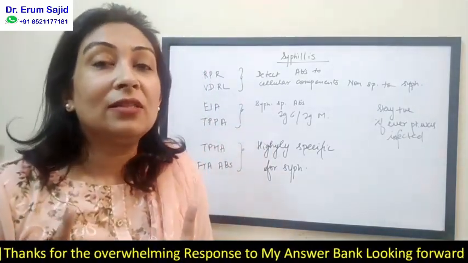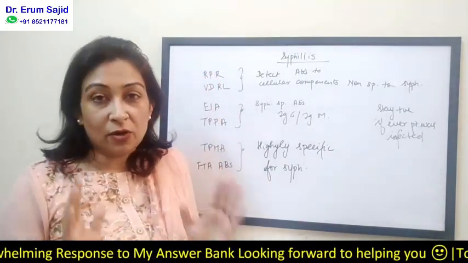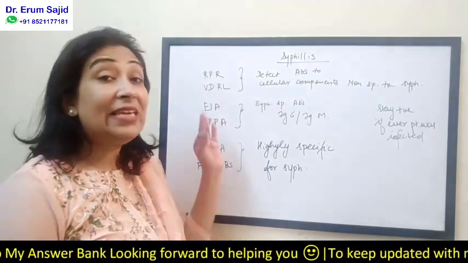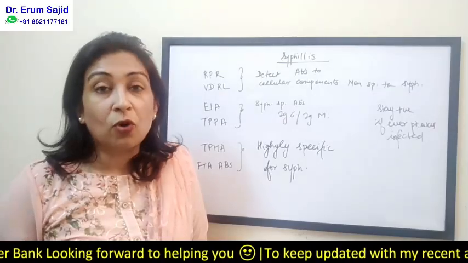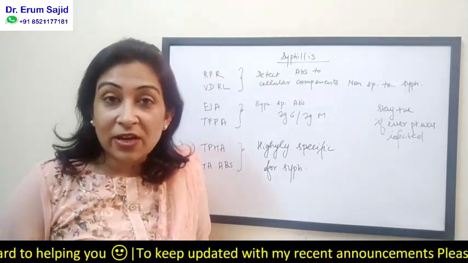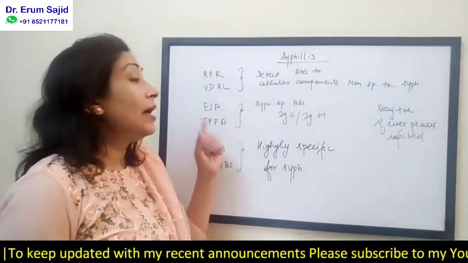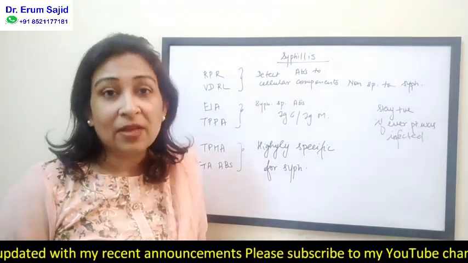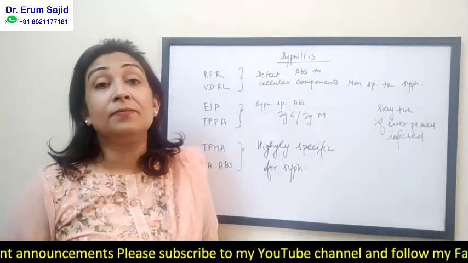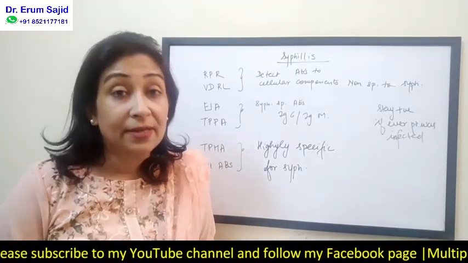So first of all, the test results of syphilis. They are one of these six results that I've written on the board. That means the patient will bring you either an RPR report, a VDRL report, an EIA report, a TPPA report, a TPHA report, or an FTA-ABS report. And what are these tests actually? The rapid plasma reagin, the Venereal Disease Research Laboratory test, the VDRL, which you all know, the enzyme immunoassay, that is EIA, then the Treponema pallidum particle agglutination assay, then the Treponema pallidum hemagglutination assay, and then the fluorescent tagged antibodies for Treponema pallidum.